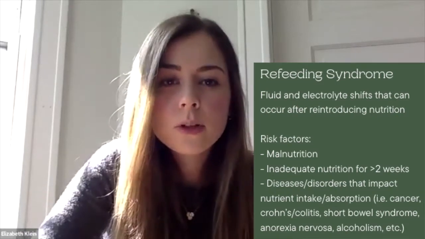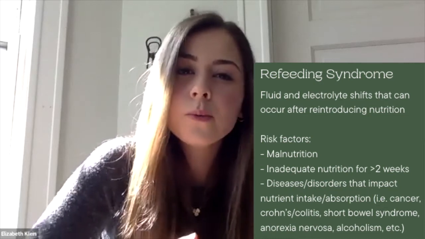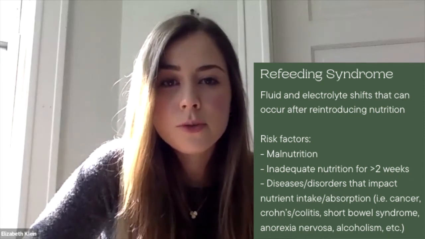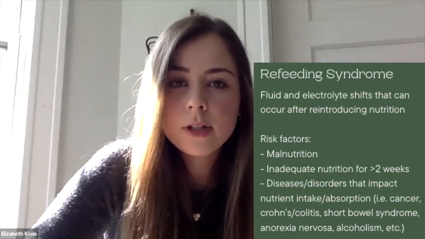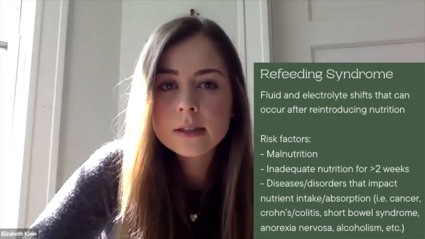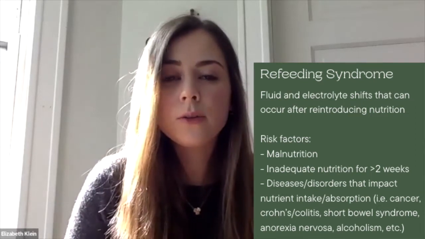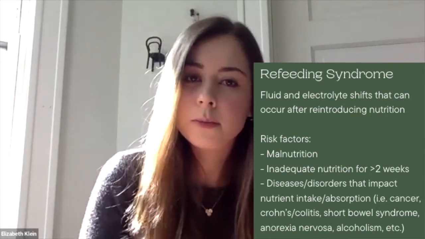All right, next up is one that's a little bit more difficult. So refeeding syndrome. Refeeding syndrome is when you see fluid and electrolyte shifts after reintroducing nutrition. And so what's happening is that this reintroduction of sodium and carbohydrates triggers that insulin production and draws the electrolytes into the cells, so that way your serum levels are depleted.